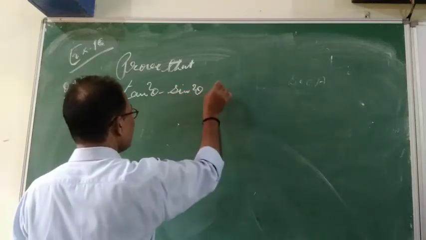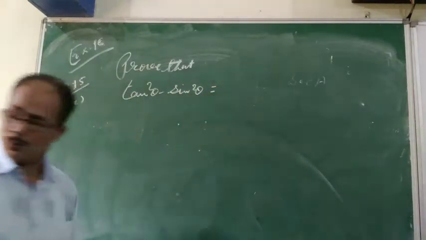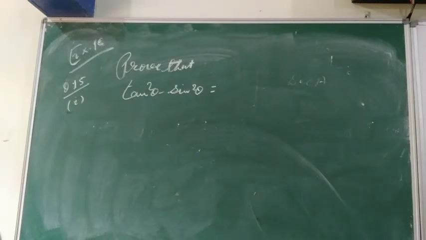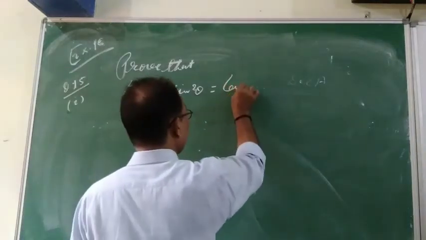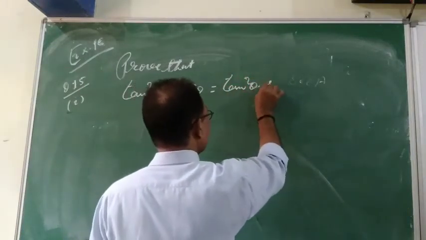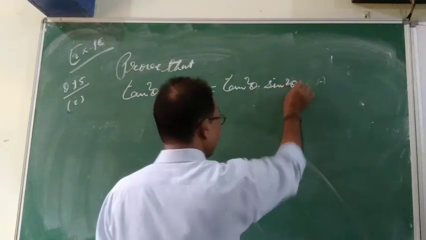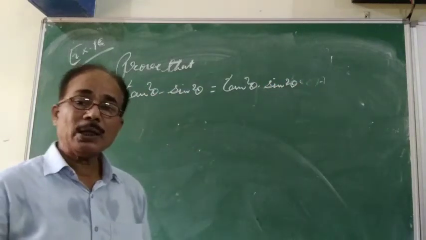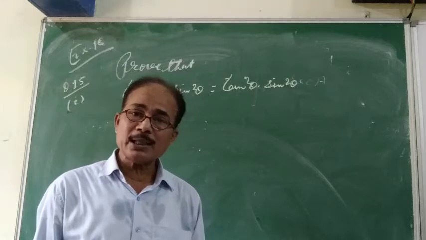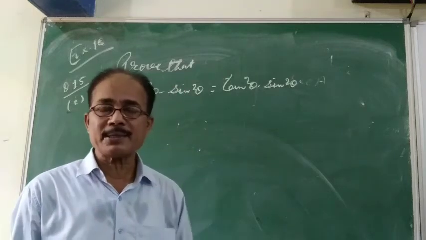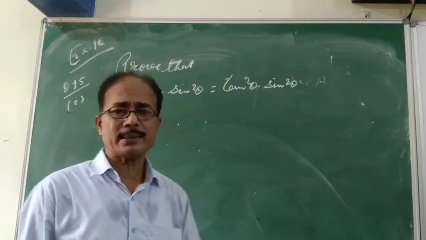tan square theta minus sin square theta is equal to tan square theta into sin square theta. Tan square theta into sin square theta. Look at children, what will we do? Using the formulas of identities, we will simplify the LHS to get RHS.